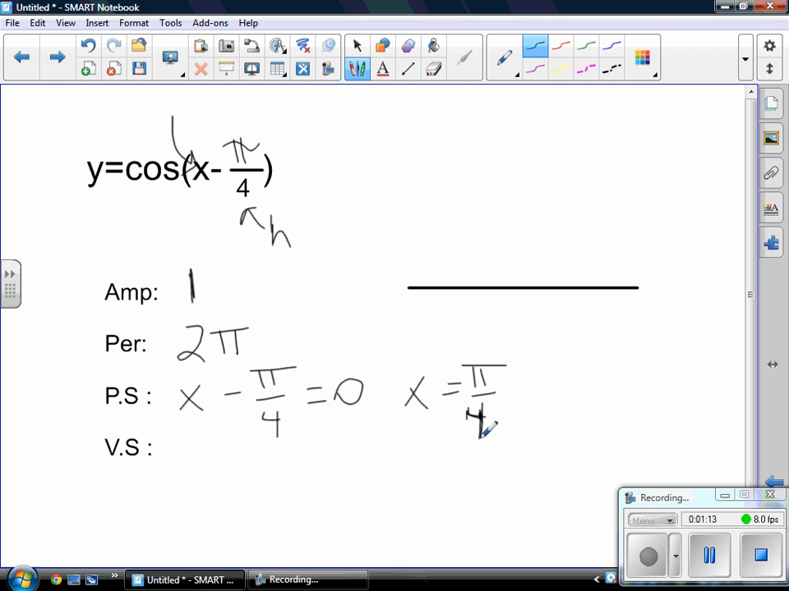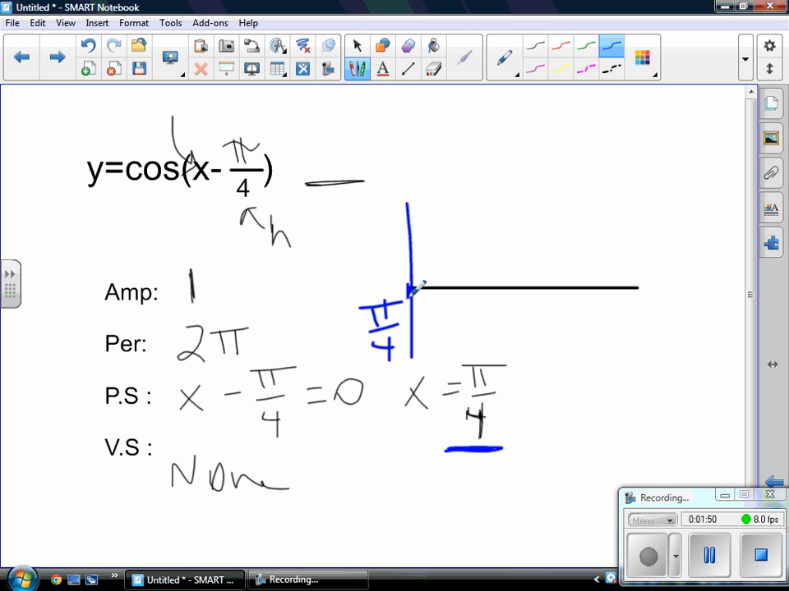So in case the period does change, you're still going to set all of the stuff in the parentheses equal to 0 and solve for either theta or x. Vertical shift, there's nothing on the outside over here, so there is none. So the only difference here is the phase shift. We start at the phase shift. Instead of starting at 0, it is moved to the right, pi over 4. So this starting spot is going to be called pi over 4 now, because it's moving to the right. That's why it's a positive phase shift. That means it's going to the right.